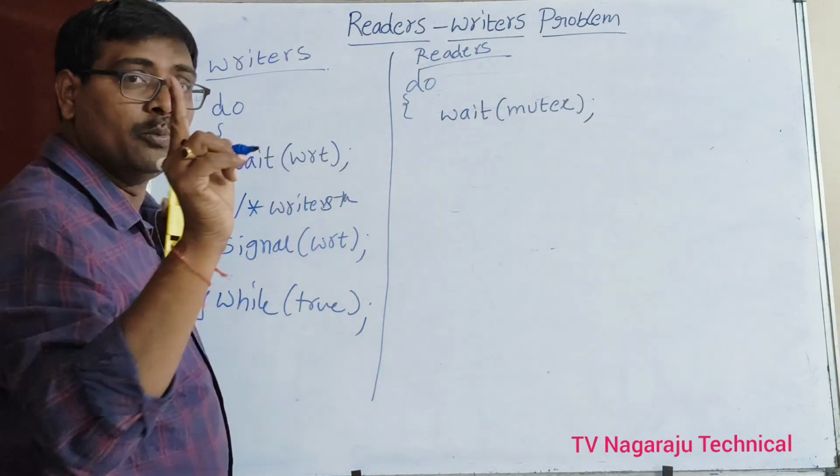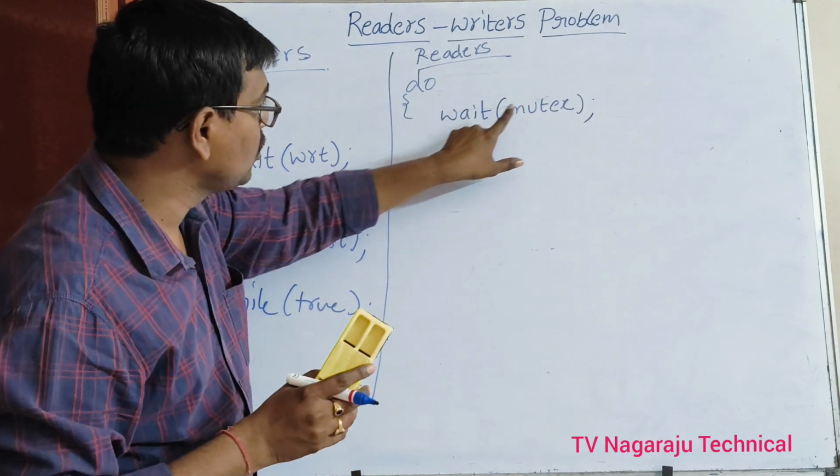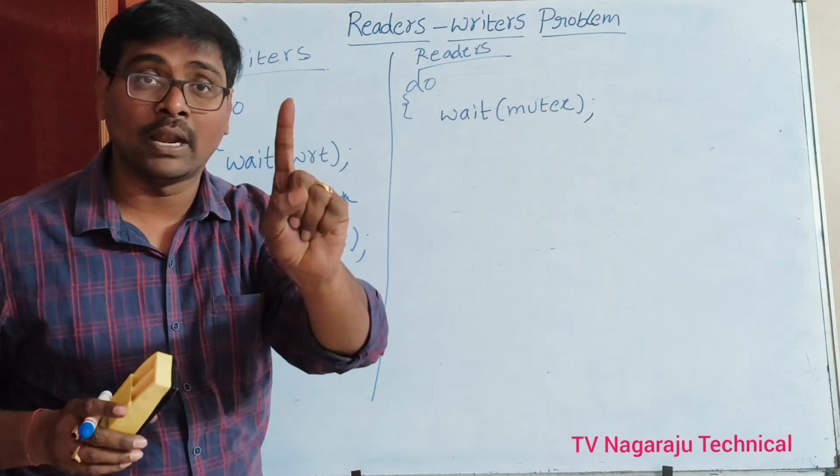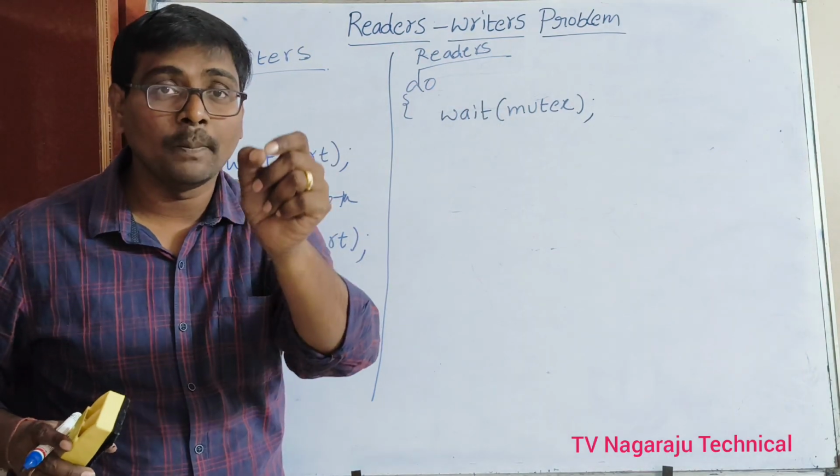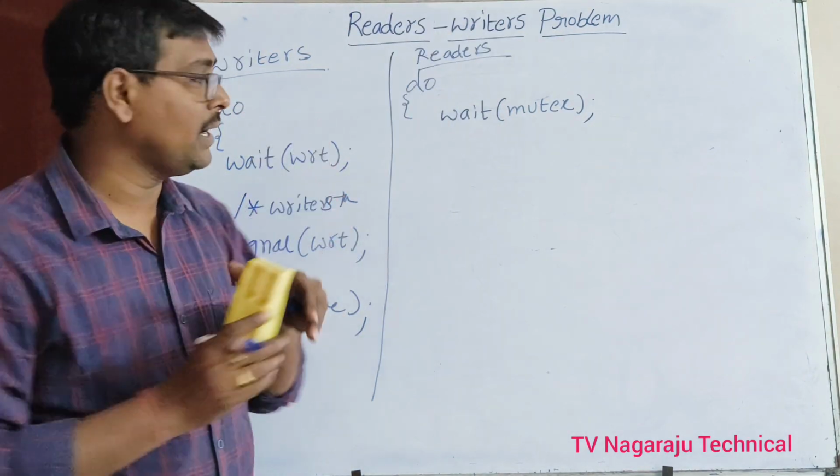Initially, the value of mutex is equal to 1. First, wait of mutex, wait of 1. Understand? Wait of mutex is wait of 1. That is greater than 0, which means no one is updating.